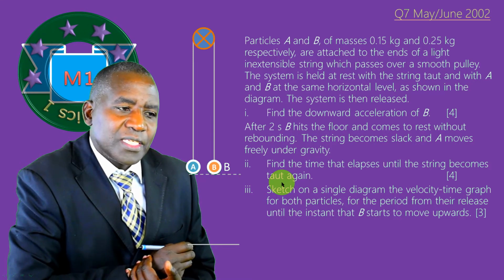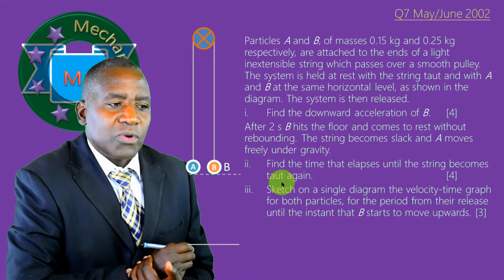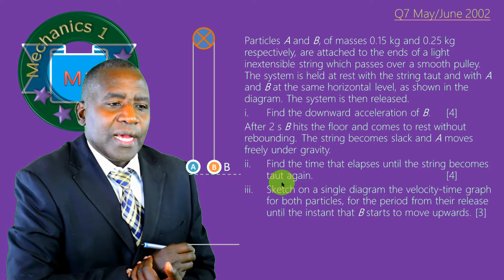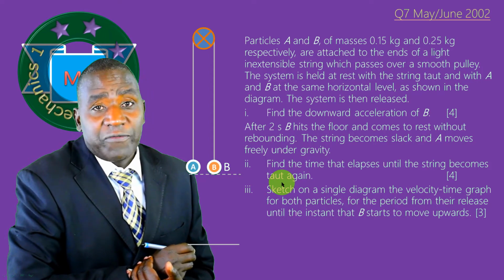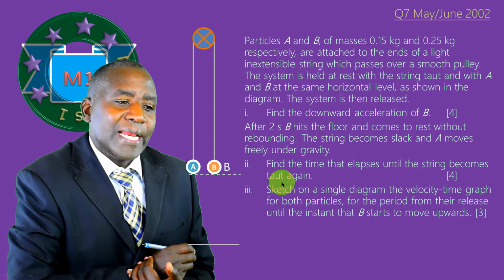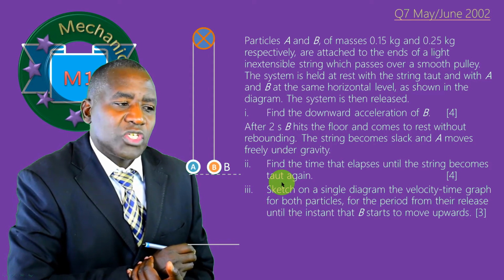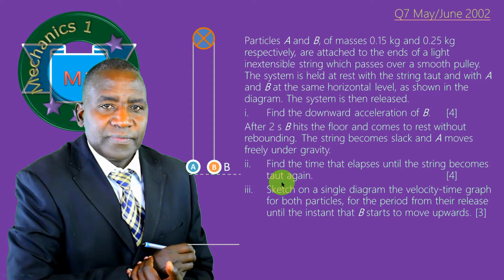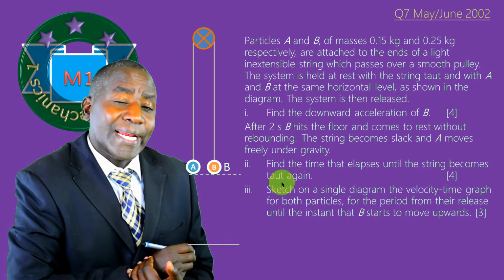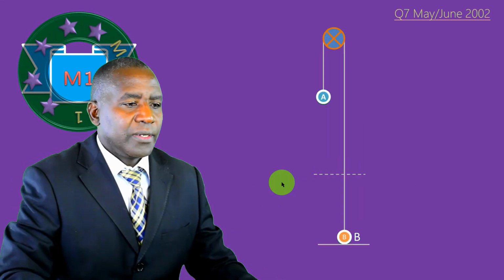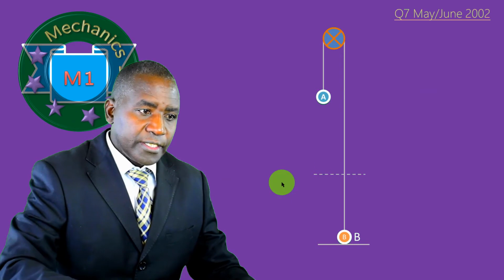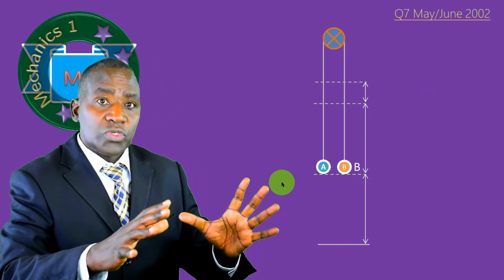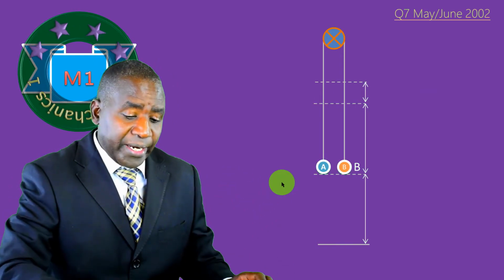After 2 seconds, B hits the floor and comes to rest without rebounding. The string becomes slack, and A moves freely under gravity. We have already seen this. Find the time that elapses until the string becomes taut again. How much time is going to elapse? In this one, I've created some distances so that you can see what is happening.